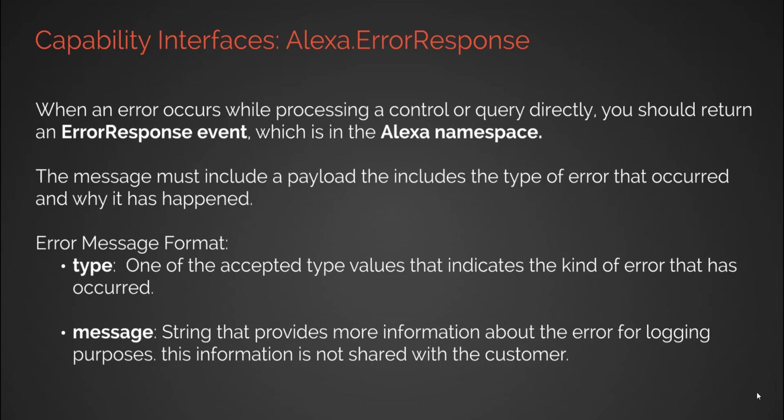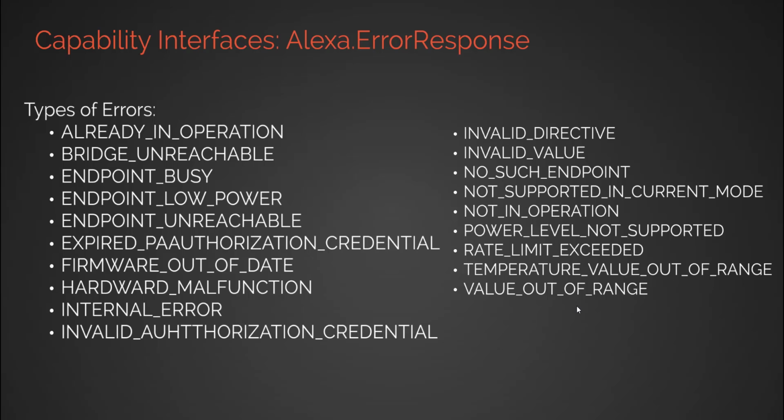The error message is typically composed of the type, which is the identifier used to determine what type of error has occurred, and then a message, which typically gives a description of the error and is typically used for logging purposes. This is information that is not typically shared with the customer, but it is helpful for troubleshooting. As I read through these, think about all the different devices around you, those that have batteries in them, those that don't, those that have a power supply like an electric outlet, all of those types of things.